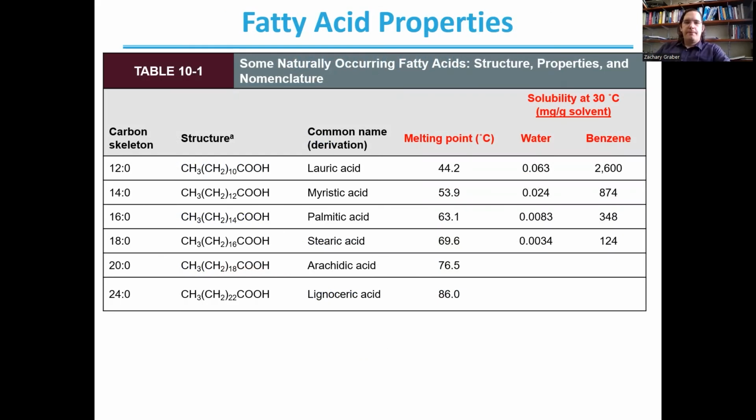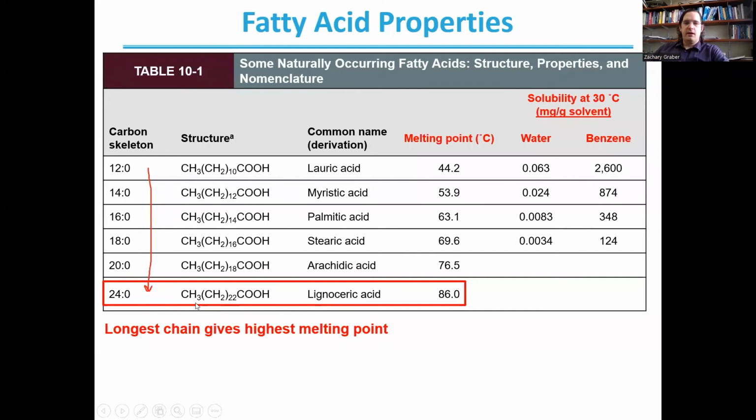So if we compare the properties of our different naturally occurring fatty acids, we can see these trends clearly. As we move from the top to the bottom, we're increasing the length of our carbon chain. So we see that our longest carbon chain gives us our highest melting point. We're here at 86 degrees Celsius compared to 44 degrees Celsius for our carbon chain that's half as long. We also, of course, see a change in our solubility.